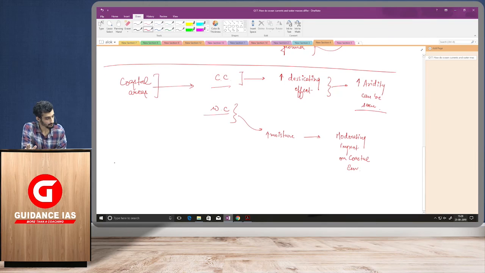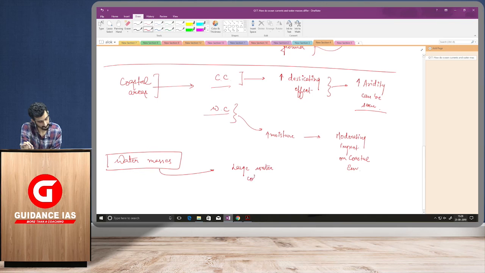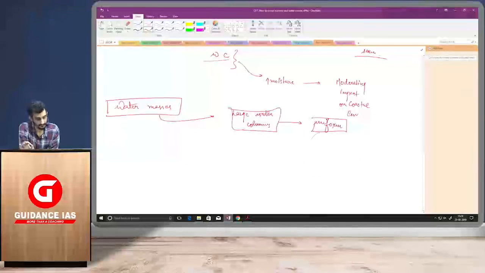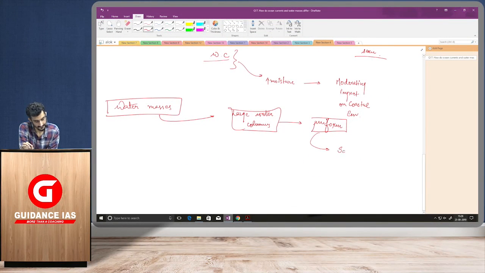Now talking about water masses. So water masses are large water columns having uniform what? They have uniform salinity, temperature, and the other thing is density. So these three qualities are something which defines a water mass in an ocean. So this is what is a water mass.